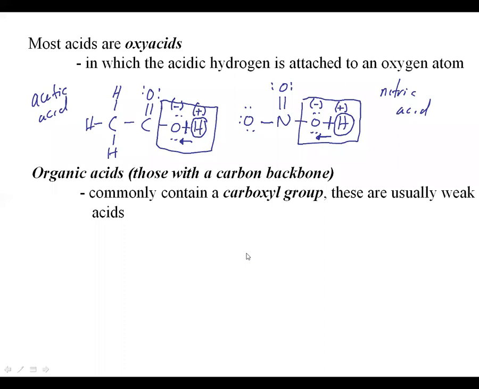All right. A carboxyl group is this group right here. This is acetic acid, right? Which is basically vinegar. This whole entire thing is a carboxyl group, and it has that C double bonded O and the OH. But it's really that OH part and that hydrogen that comes off which makes it an acid.